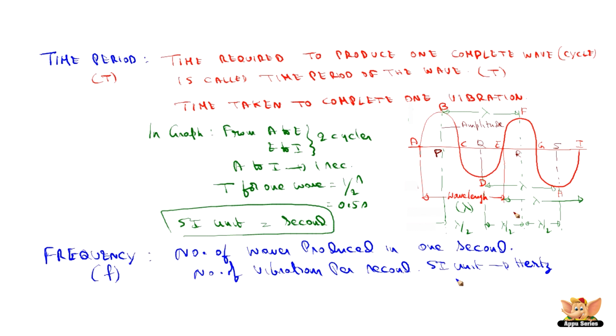It is also represented in terms of larger frequencies. We call them kilohertz, which is 1000 hertz, and megahertz, which is 10 to the power 6 hertz, because the higher the frequency, the higher the terminology we use. And what is 1 hertz? 1 hertz is 1 vibration per second, or we can call it 1 cycle per second. This is frequency.